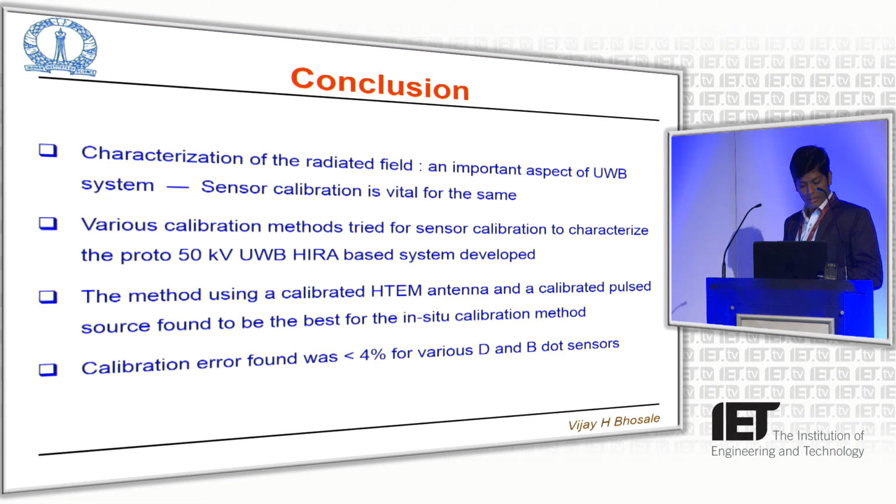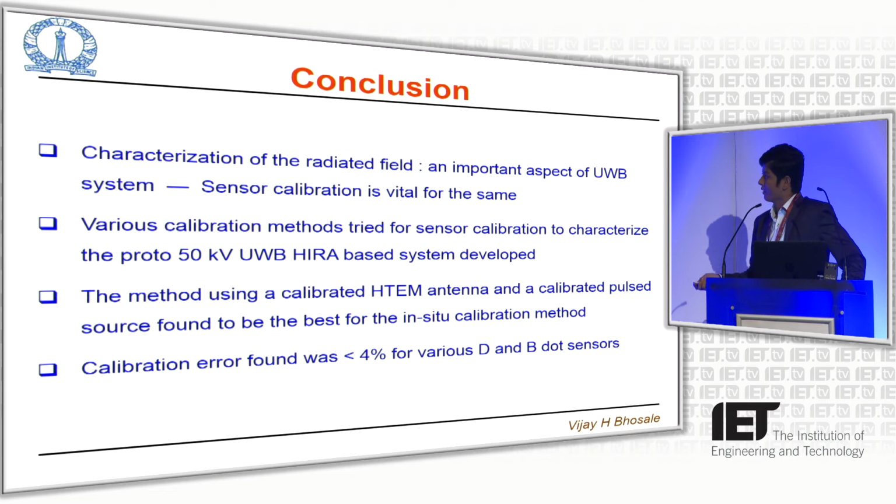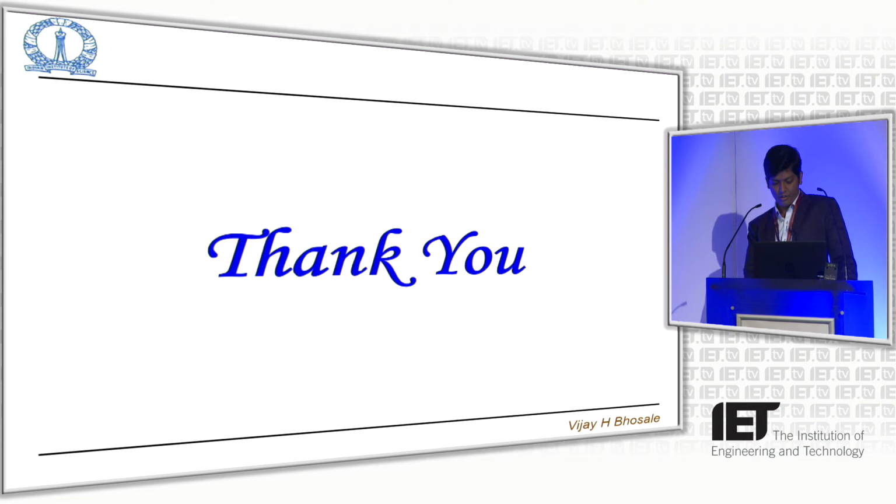Various calibration methods were tried for sensor calibration to characterize the up to 50 kV UWB HIRA based system developed. The method using the calibrated half TEM antenna and the calibrated pulse source was found to be best for in situ applications. The calibration error was found to be less than 4%, and various D-dot and B-dot sensors were developed. Thank you.